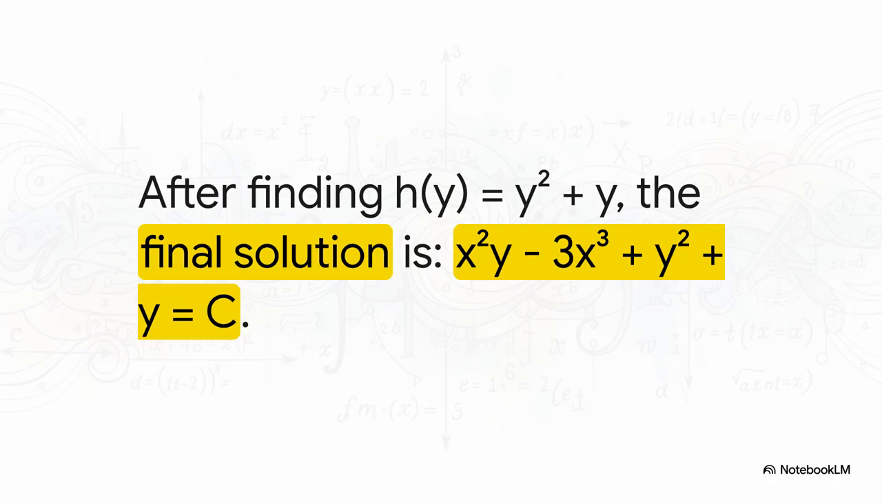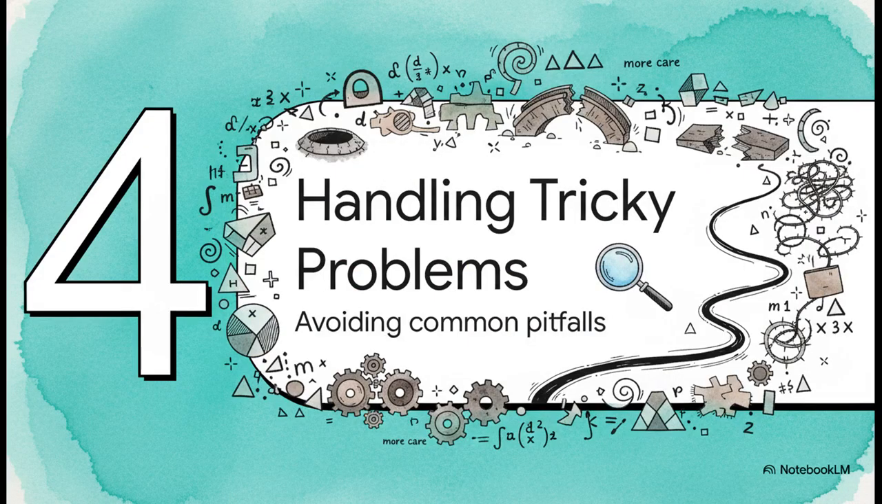And after a little bit of algebra and one more quick integration, we find that h of y is actually y squared plus y. We plug that back into our expression for psi, and there it is, our final solution. So that's how it works on a nice, clean, straightforward problem. But problems you find in the wild are rarely so neat. So let's talk about handling some trickier problems and watching out for those common pitfalls.